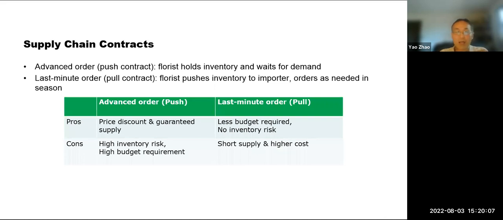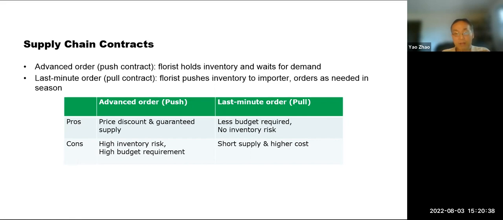The pros and cons of these strategies: for the florist, advance orders, which is push. In this contract, the florist will get a price discount and guaranteed supply. However, he's going to carry high inventory risk, and it requires a lot of money upfront, a high budget requirement.